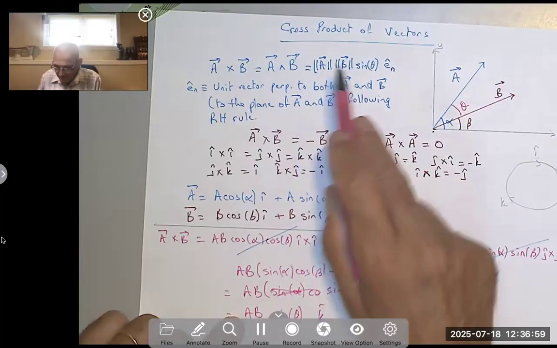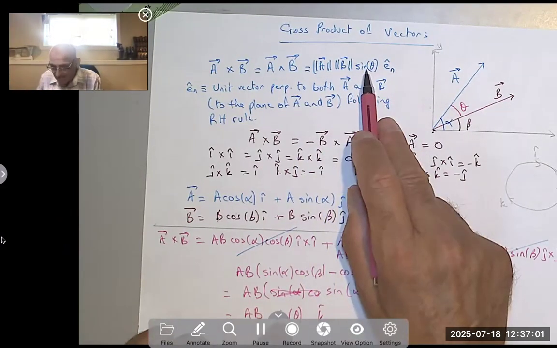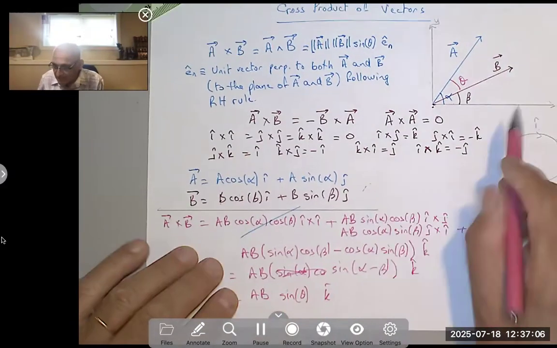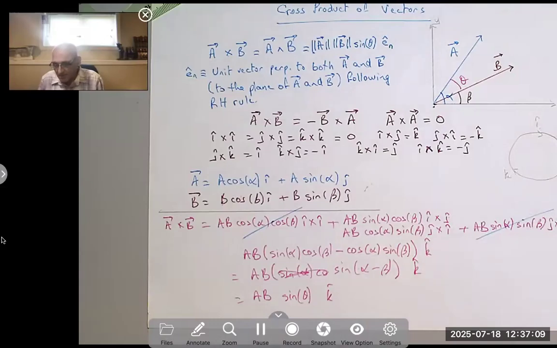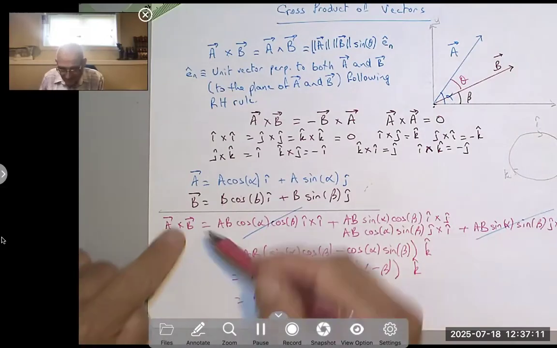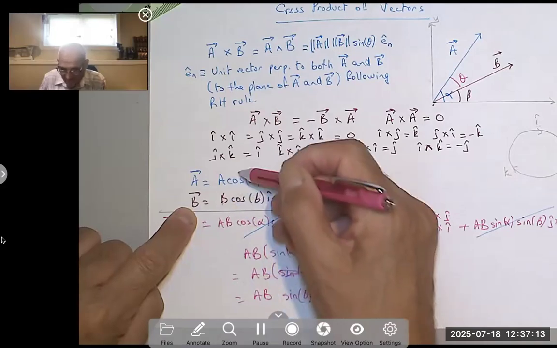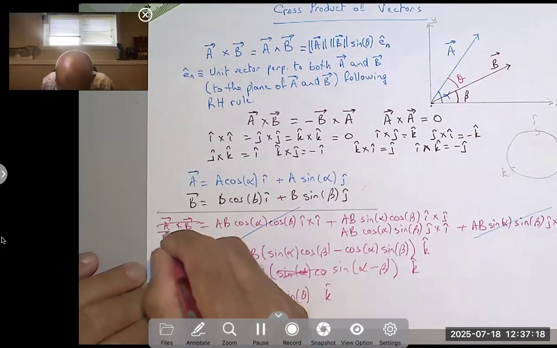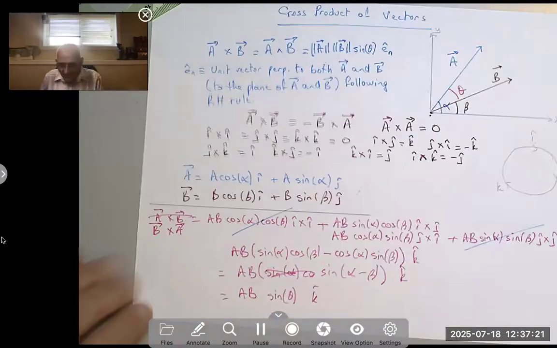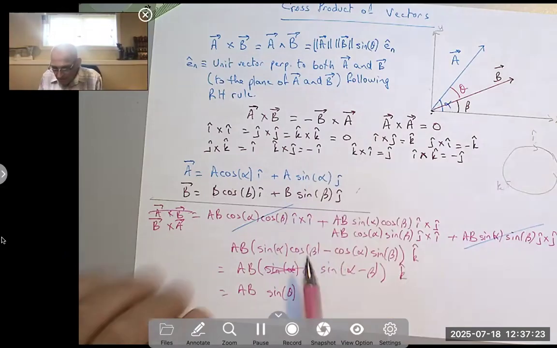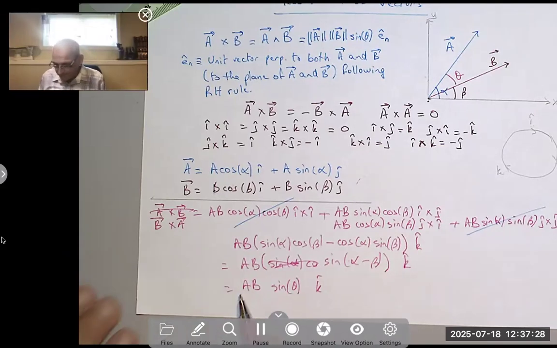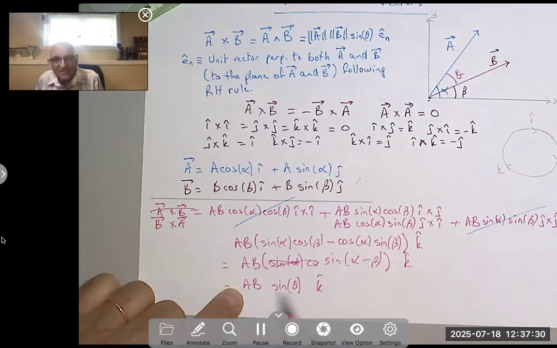Magnitude of A times the magnitude of B times sine theta times a unit vector k perpendicular to both. Notice I started from the bottom. I say this times that, this times that. So what we did really was B cross A. If we had done A cross B, all of these would get backwards and we will get negative AB sine theta k. So it would be going down.